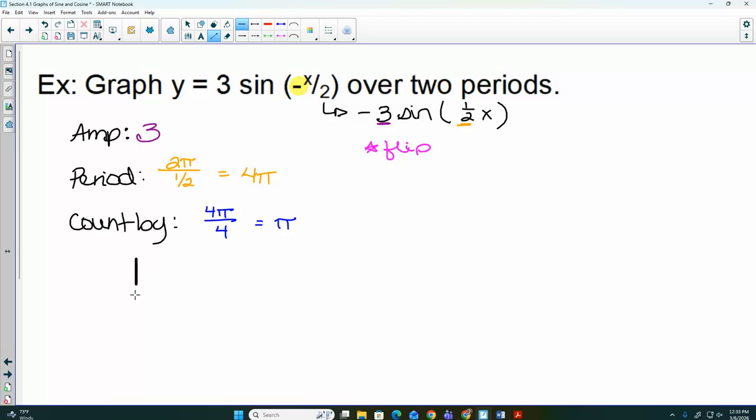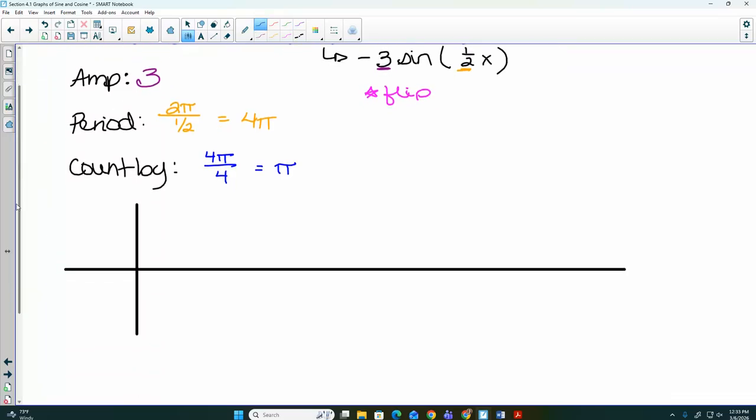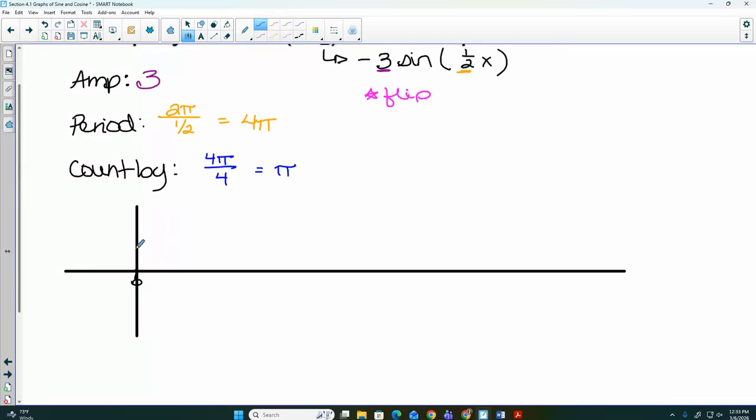All right, now we can draw a graph. I am starting at 0. My amplitude is 3, so that means my high point would be at positive 3, my low point would be at negative 3. I told you on the x-axis we always have 5 points, our starting point, and then 4 after that. We're starting at 0, I'm counting by pi, so 0 plus pi is pi, plus pi is 2 pi, plus pi is 3 pi, plus pi is 4 pi.